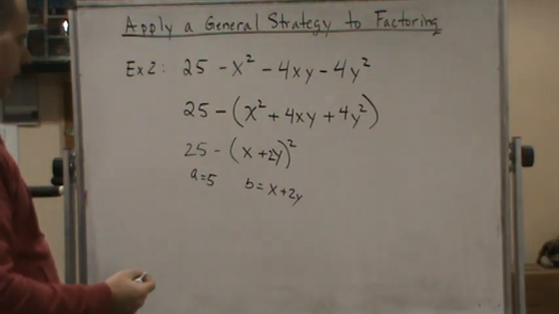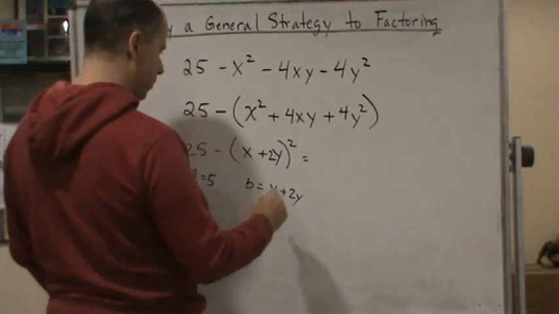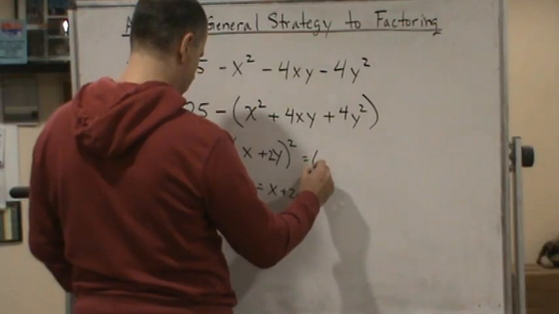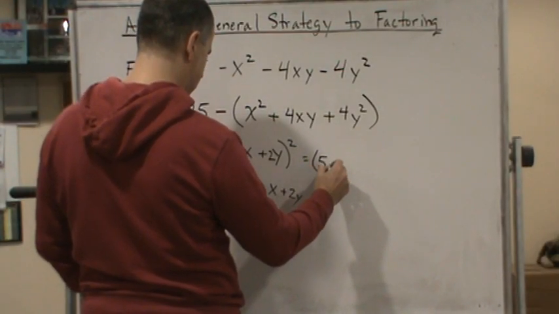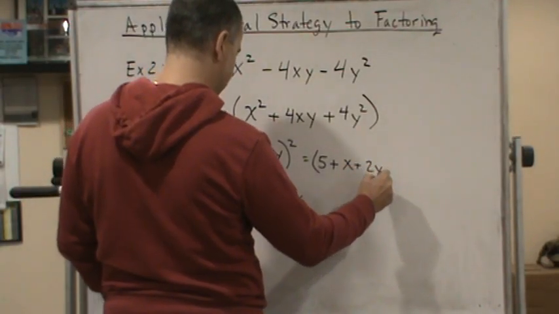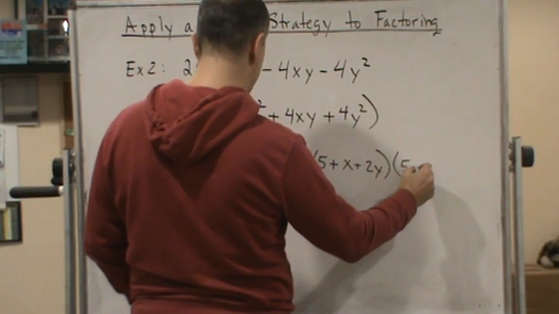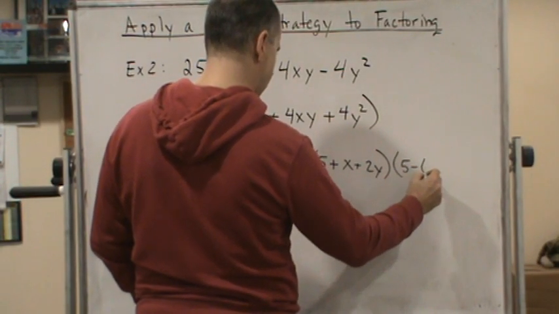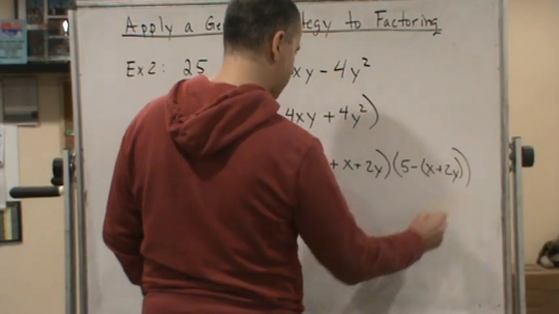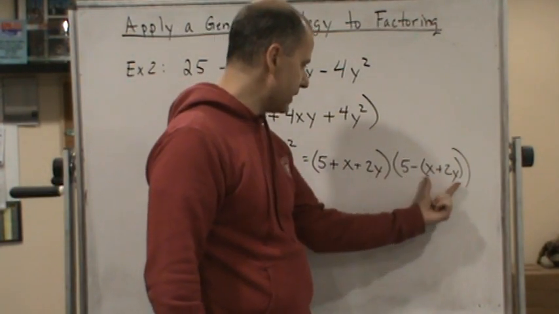And now I can use the form that it's going to be what? A difference of 2 squares means it's going to be a plus b times a minus b. So it's going to be 5 plus x plus 2y, times 5 minus x plus 2y. And now notice how I put the parentheses here because it's minus b.